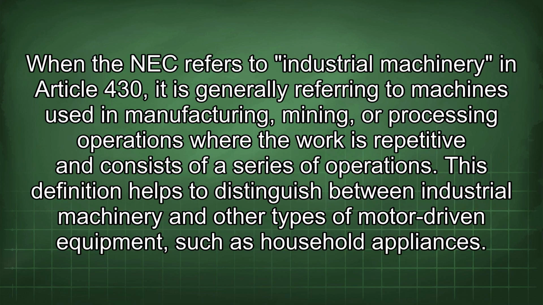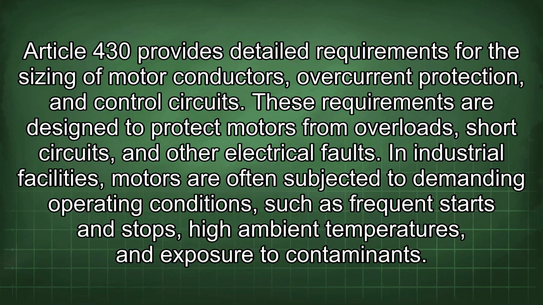When the NEC refers to industrial machinery in Article 430, it is generally referring to machines used in manufacturing, mining, or processing operations where the work is repetitive and consists of a series of operations. This definition helps to distinguish between industrial machinery and other types of motor-driven equipment, such as household appliances. Article 430 provides detailed requirements for the sizing of motor conductors, overcurrent protection, and control circuits. These requirements are designed to protect motors from overloads, short circuits, and other electrical faults.